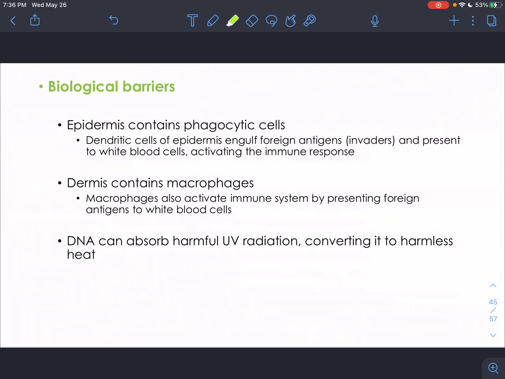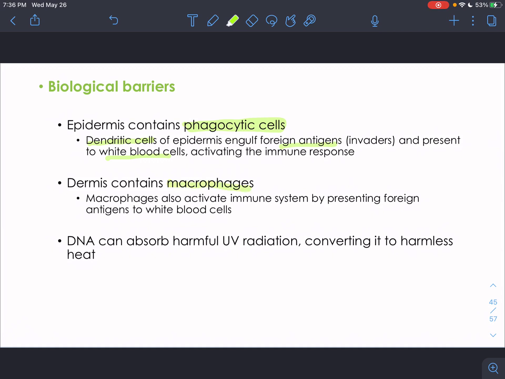And then the skin is also a biological barrier. So we have cells that are actively getting rid of microorganisms and bacteria. So we have phagocytic cells. The dendritic cells of the epidermis engulf foreign antigens and present them to white blood cells, which activates the immune response. In 208, you'll talk about the immune system and how all of that works in more detail.